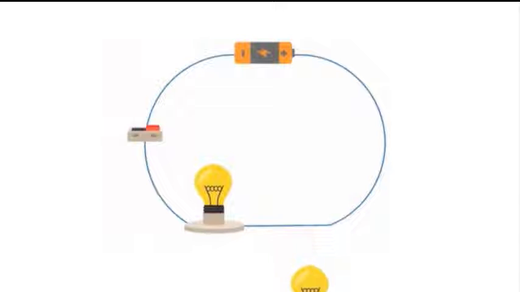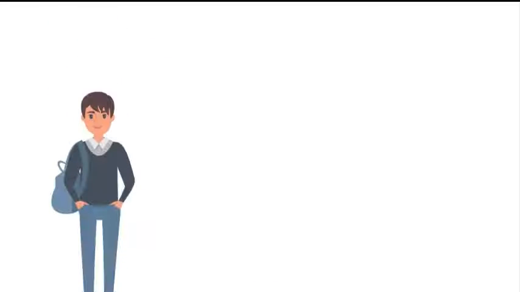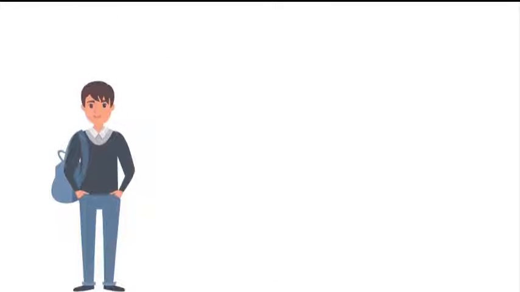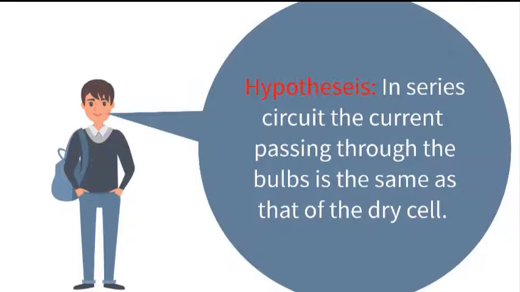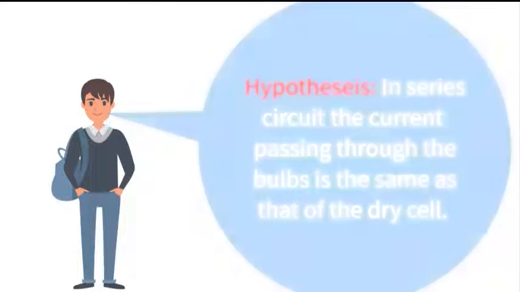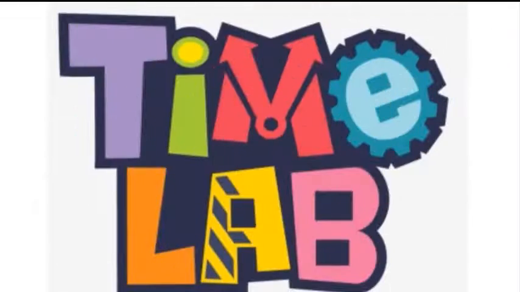Then we can connect the second bulb here or here. It's the same, they are all connected in series. One of your friends gives a hypothesis telling that the current passing through the bulbs is the same as that of the dry cell. So let's go now to the lab and make an experiment to verify if this hypothesis is true or not.